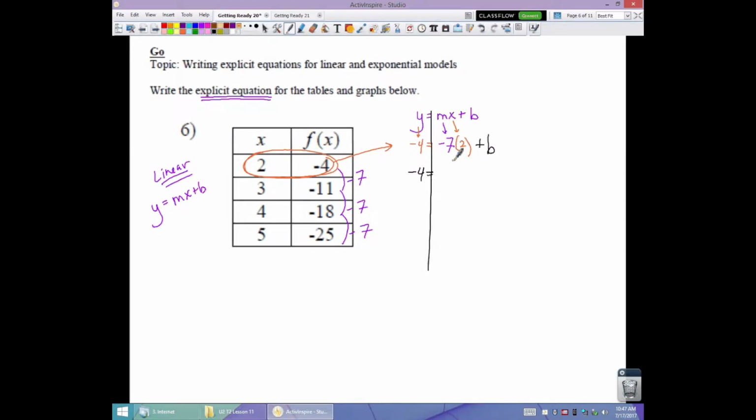So I'm left with -4 equals, when I multiply -7 times 2, that's -14 plus b. Add the 14 to both sides as I'm trying to isolate the variable b. B is equal to 10. B, again, stands for my y-intercept, my 0th term. So I now know the full equation is y equals -7x plus 10. So this is how you can solve for the y-intercept using the rate of change and a single point. And which point you choose doesn't matter.